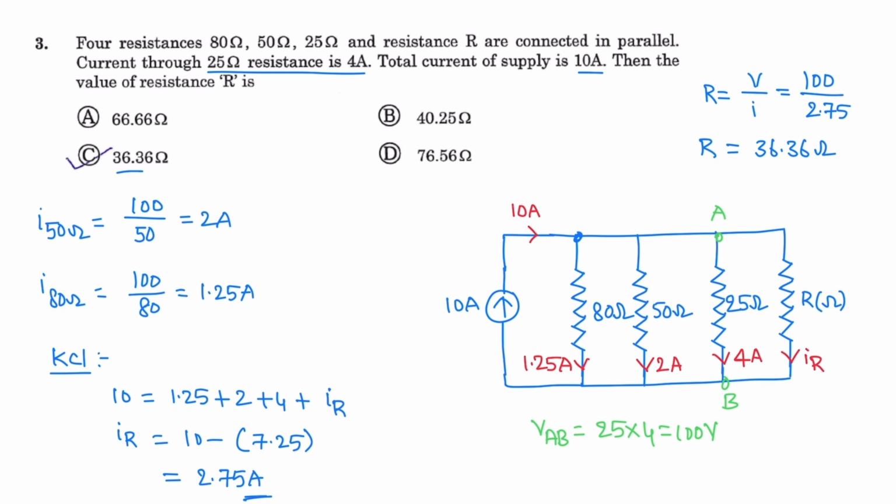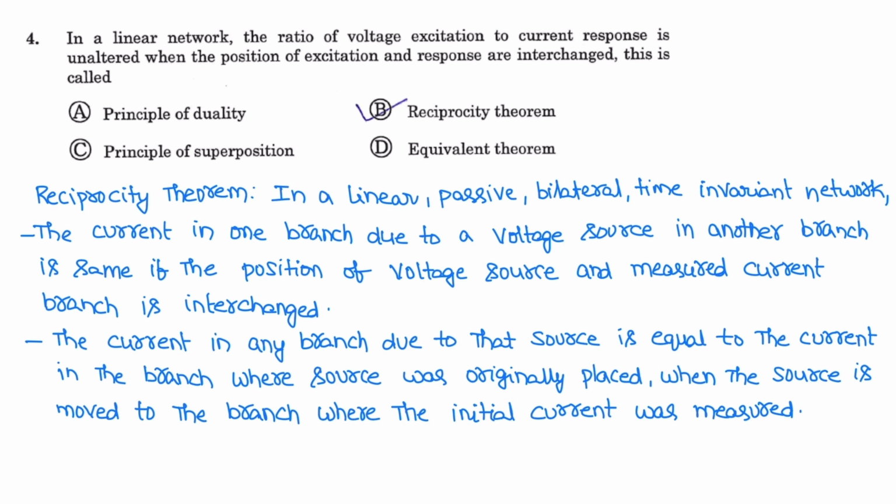In a linear network, the ratio of voltage excitation to current response is unaltered when the position of excitation and response are interchanged. Here excitation means source. If the position of source and load are interchanged, then the ratio of voltage excitation to current response is unaltered. It is a statement of the reciprocity theorem. This theorem states that in a linear, passive, bilateral, time invariant network, the current in one branch due to a voltage source in another branch is the same if the positions of the voltage source and the measured current branch are interchanged.